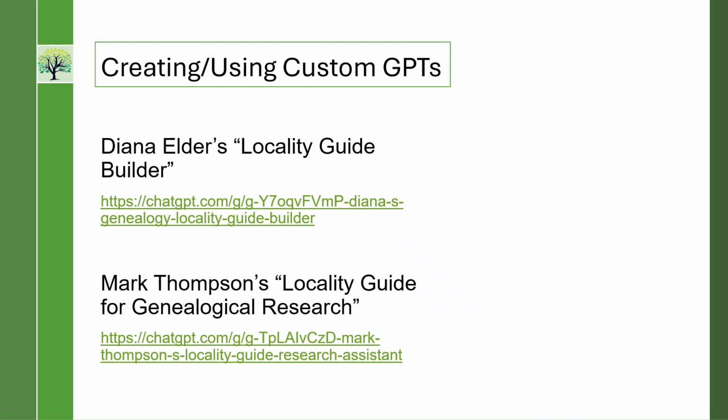So if you're going to create a locality guide, you can go to ChatGPT. They're both on ChatGPT, free account. Just type in Diana Elder's locality guide, or go to that link, and then in your prompt space, just say, using this GPT, create a locality guide for location and time period. That's your prompt. And it's going to follow that GPT.